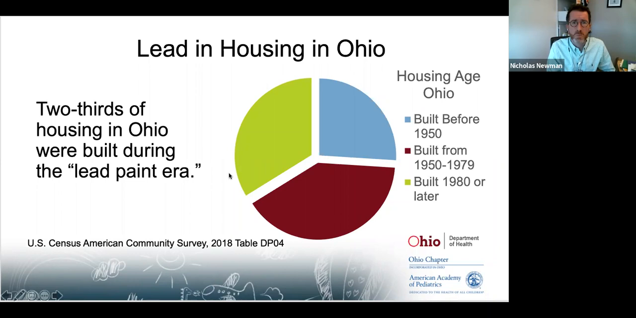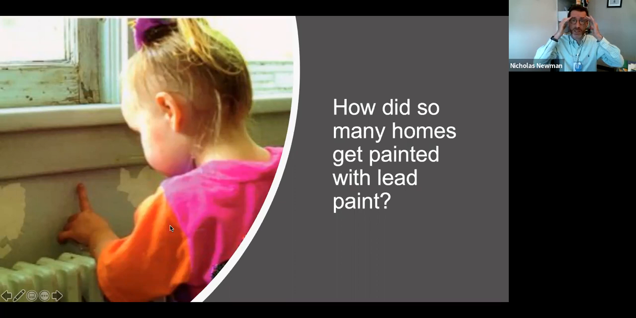So if we've known that lead was poisonous for thousands of years, how did all these homes get painted with lead paint? We'll just do a very brief history lesson here. Next slide, please.